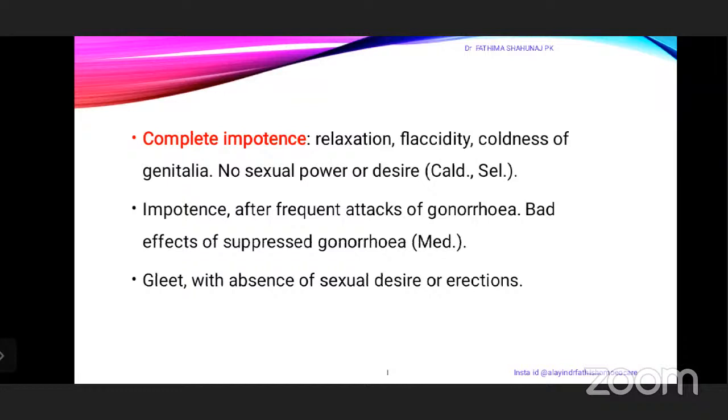And then impotence after frequent attacks of gonorrhea, bad effect of suppressed gonorrhea. That is also combined with Medorrhinum. In Medorrhinum, there will be a bad effect from suppressed gonorrhea. And then gleet with absence of sexual desire or erection.